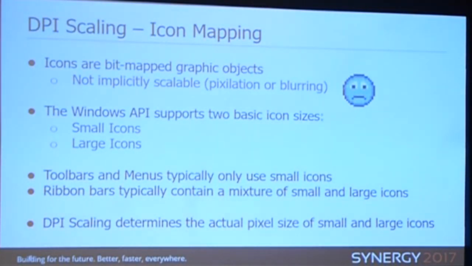The Windows API basically supports two different icon sizes. You've got small icons, and you've got large icons. Toolbars and menus in a typical application would only use small icons. Your ribbon bars would typically contain a mixture of small icons and large icons. But it's the Windows DPI scaling that determines the actual pixel size of those large and small icons.